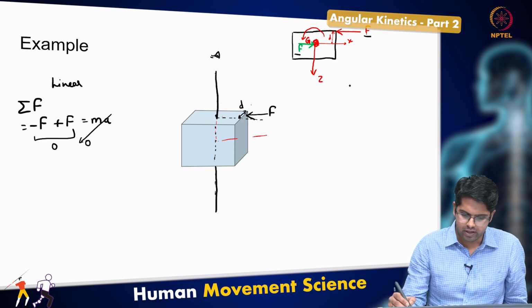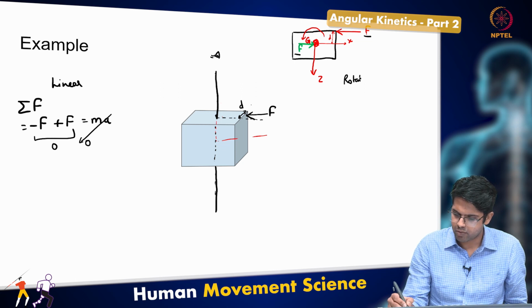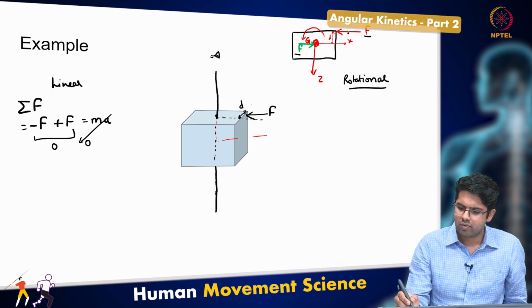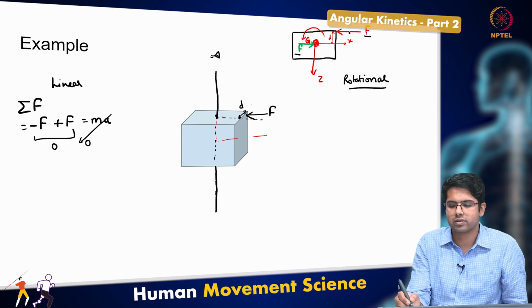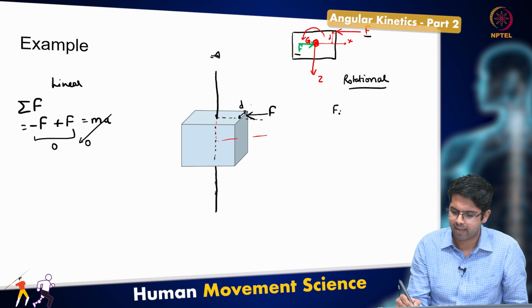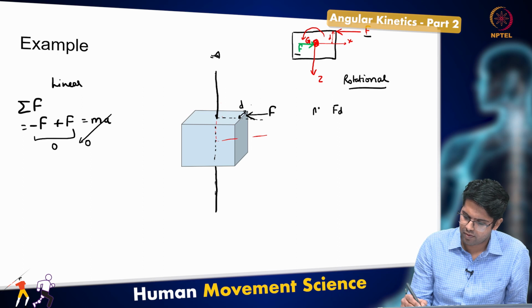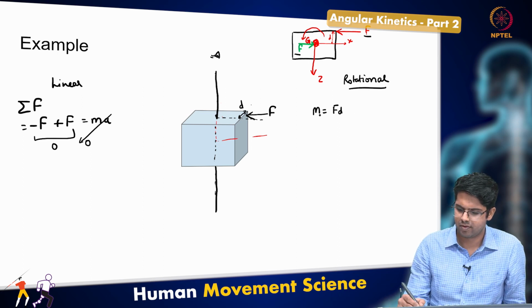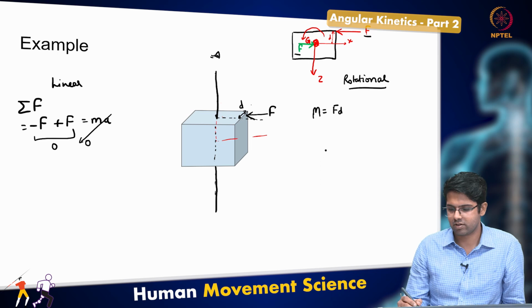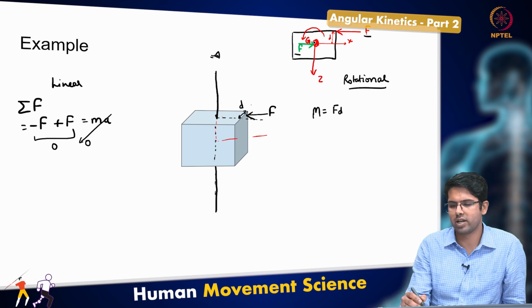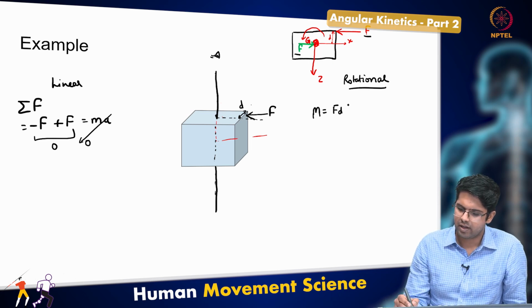Okay, now let's look at the rotational motion. What is the moment of this force? Right? It's F times d. Okay. So the moment of the external force about this point, or you can take the moment of the couple, they both will end up being the same, right? That is equal to I times alpha.